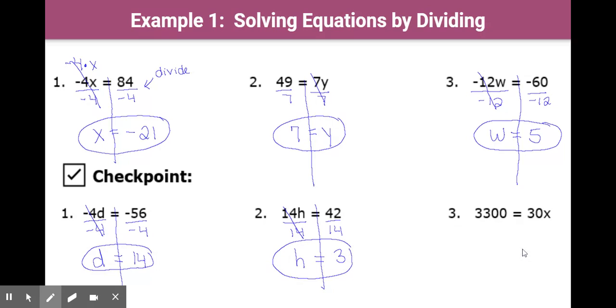Last problem. 3,300 is equal to 30 times x. What should I do to isolate x? I need to divide both sides by 30. On the right, my 30's will cancel. I'm left with x equals. What is 3,300 divided by 30? 110.